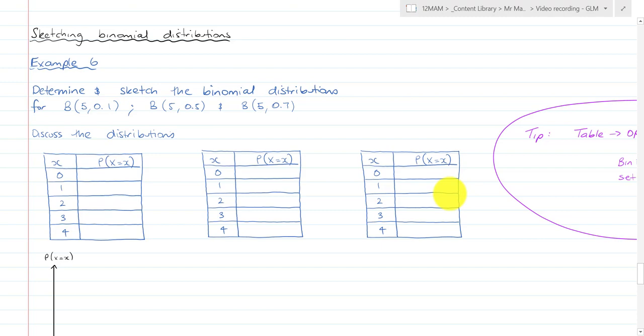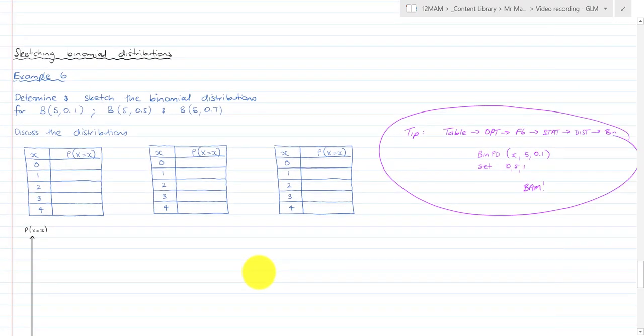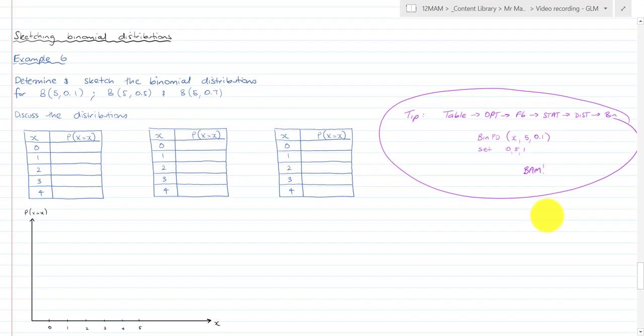Hi and welcome back, and here we are talking about sketching binomial distributions. In this video we're going to talk about how we can do these sketches, and there's a little bit of a tip of something you can do in your calculator to help you sketch these, and that's in a table function. I'll show you that in a second. If we want to determine the sketch of the following binomial distributions, we can do that by building our table and then sketching them.